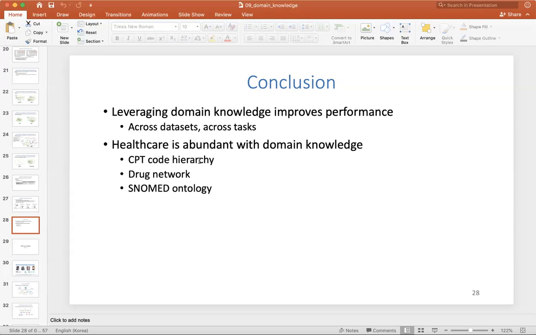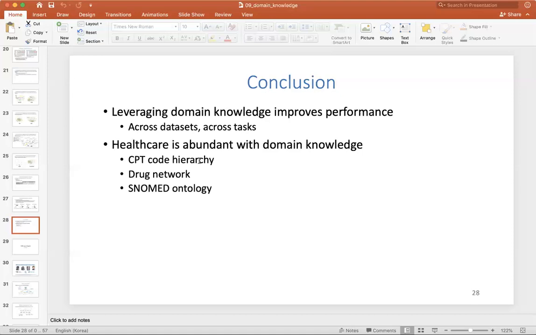And healthcare is abundant with domain knowledge. So it's not only for disease codes, but for procedure codes, there's the CPT code hierarchy. For drug codes, there's the NDC code that we just talked about. And then, of course, there's something called drug network, which is very often used when people try to predict adverse drug events. An adverse drug event is when you take 2 medications at the same time, and then there are unforeseen side effects because the 2 medications interact with each other in your body system. And you want to prevent that from happening.